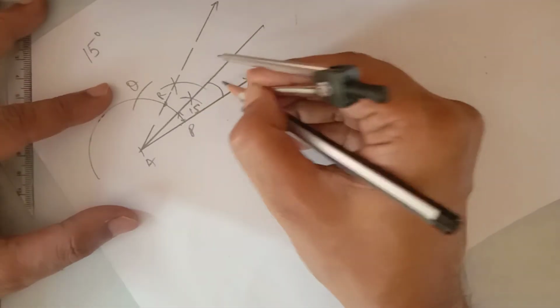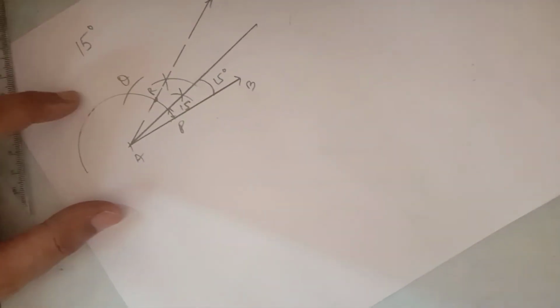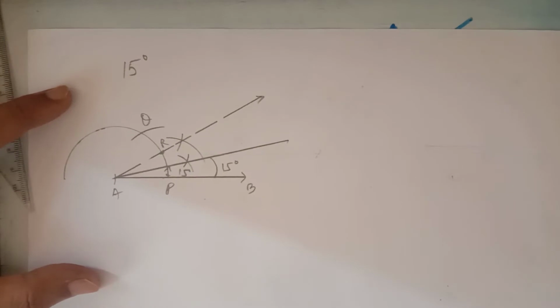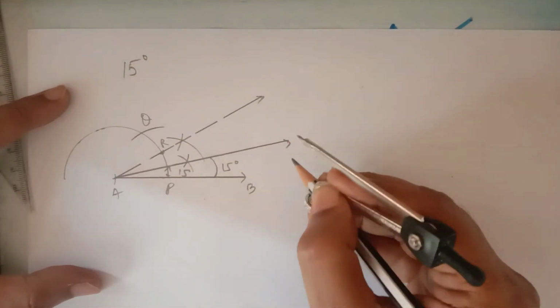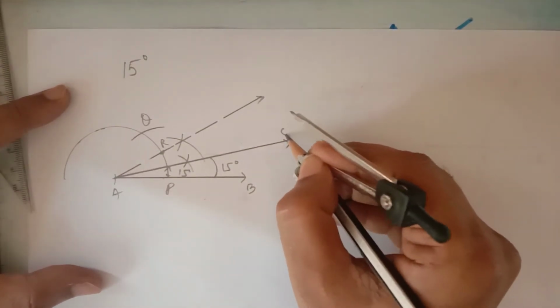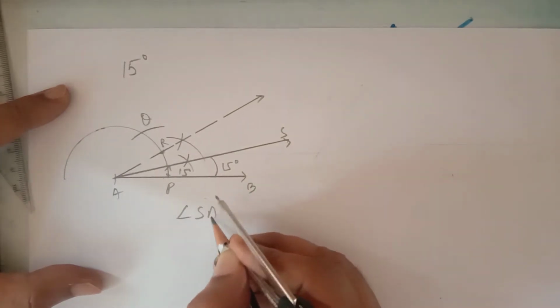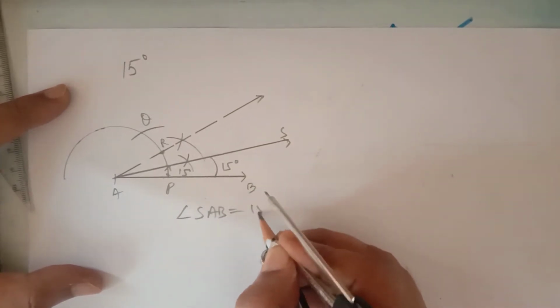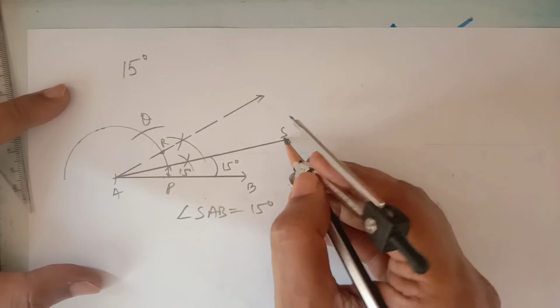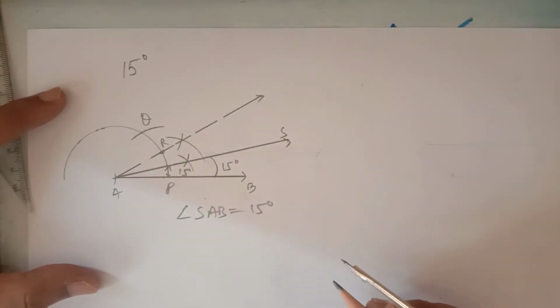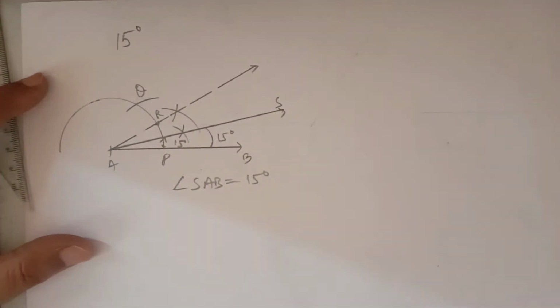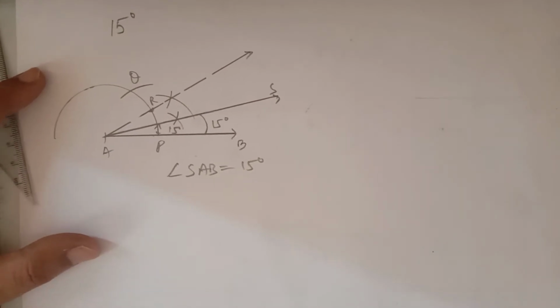Your 15-degree angle has come. This is the way you can draw the 15-degree angle. That is angle SAB, you have to write on the right which angle: SAB angle is equal to 15-degree. So this is how you can draw a 15-degree angle.